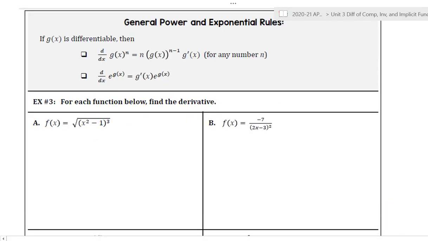So let's work out a few examples and get it a little bit more complicated because we always want to be pressing forward. Here I'm going to rewrite f of x as (x squared minus 1) to the 3/2, right? Because that root index is a 2. And remember, we write it as the exponent over the root index. So we have two different things going on here.